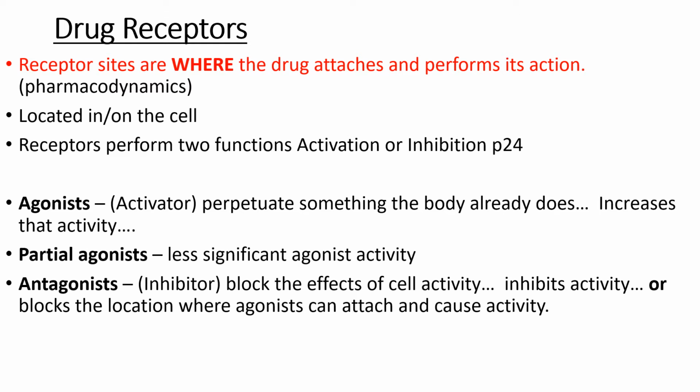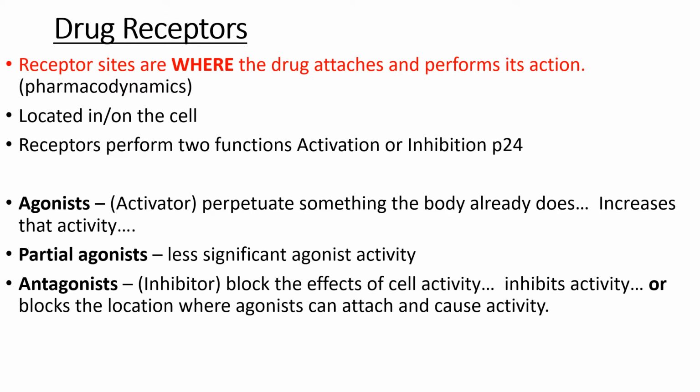Okay, so if you watch the video, then you'll know already that an agonist is an activator. Okay, it's perpetuating something that the body already does. Okay, so I'm already producing, let's say, some type of hormone, but I'm not really producing enough. Okay, so it increases that activity. So that's what an agonist does. Okay, a partial agonist is, it does the same thing as an agonist, just on a smaller scale.